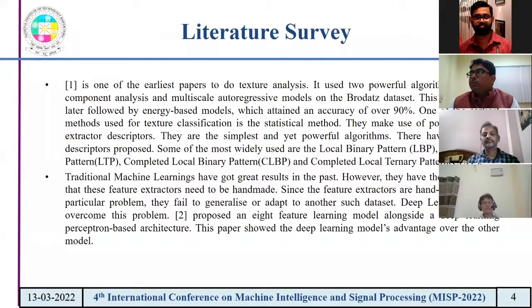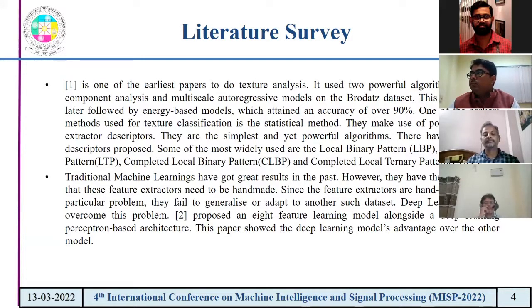So this is the literature survey that we did. One of the earliest papers to do texture analysis used two powerful algorithms, principal component analysis and multi-scale autoregressive model on the Brodatz dataset. This approach was later followed by energy-based models, which attained the accuracy of over 90%.